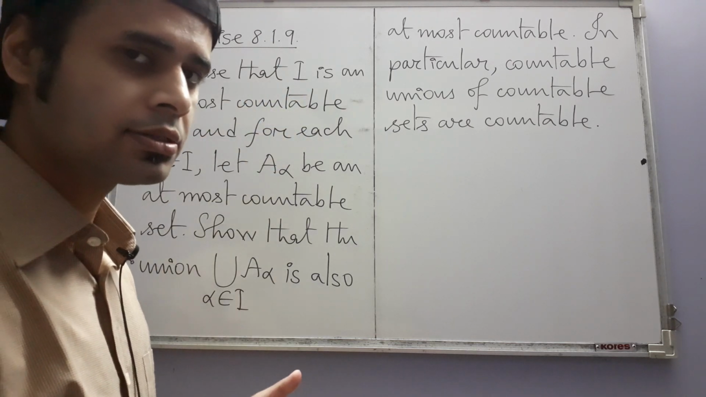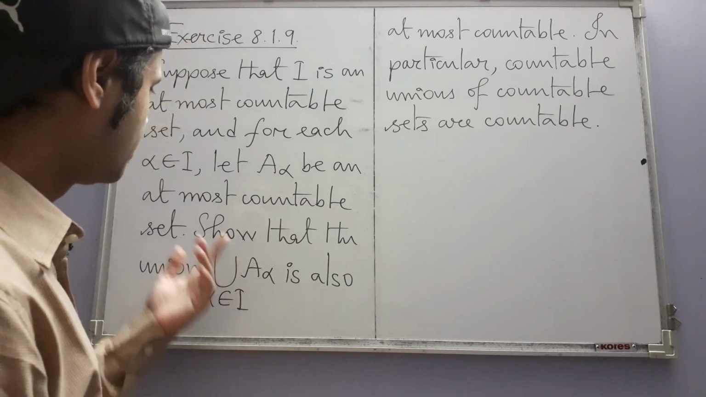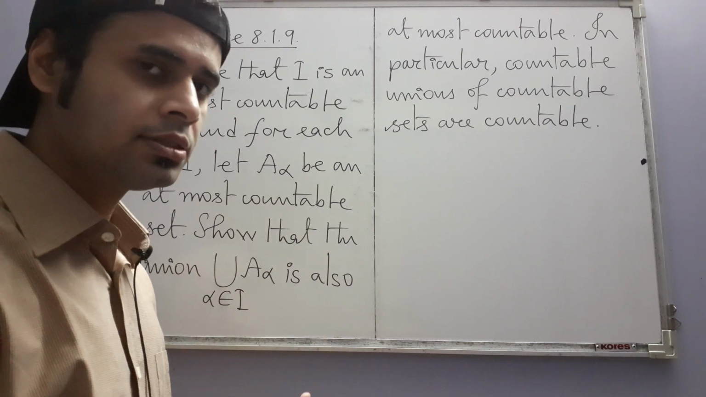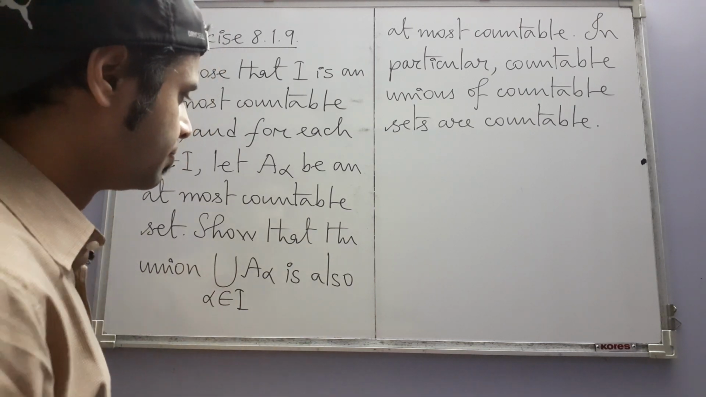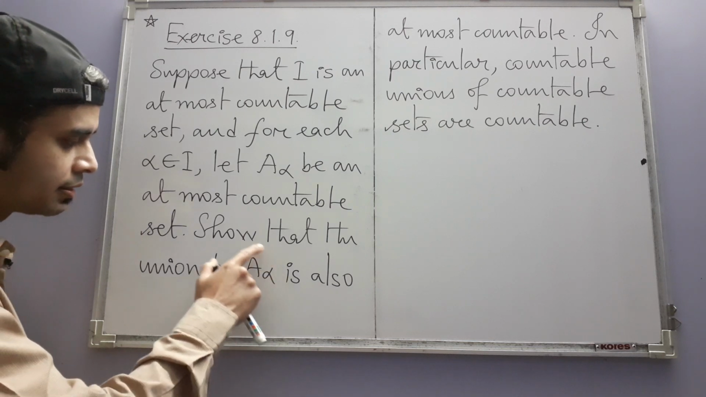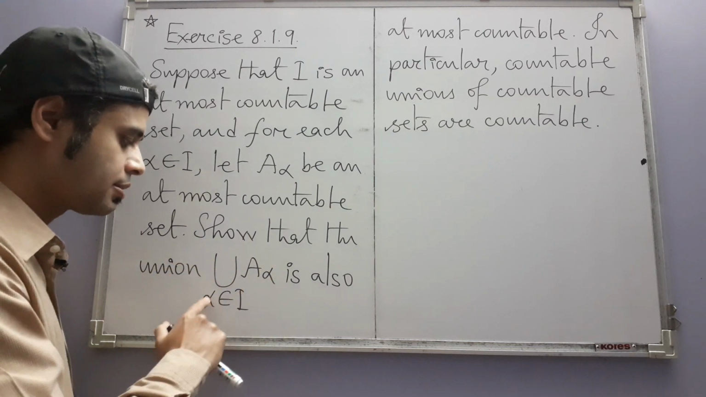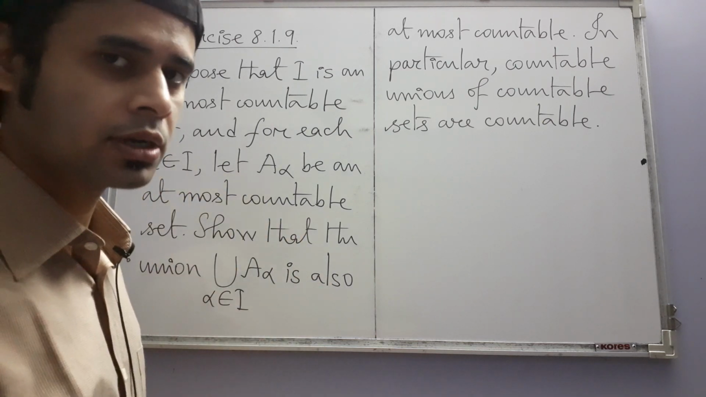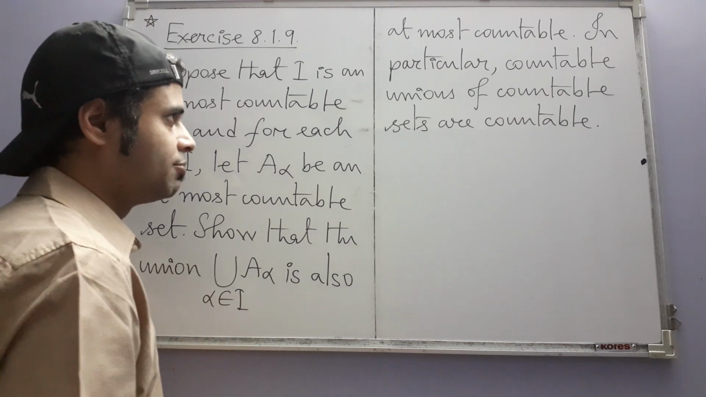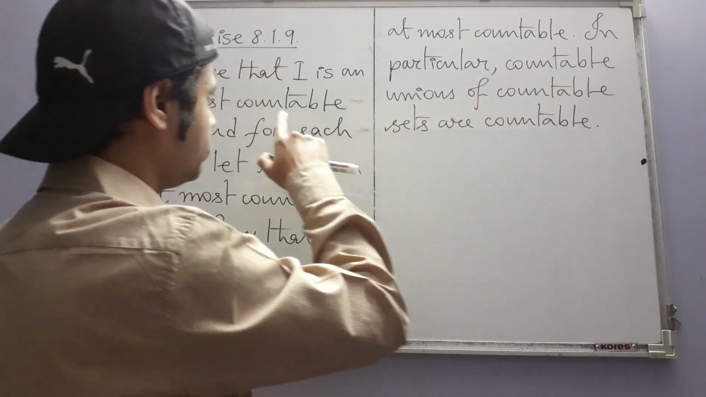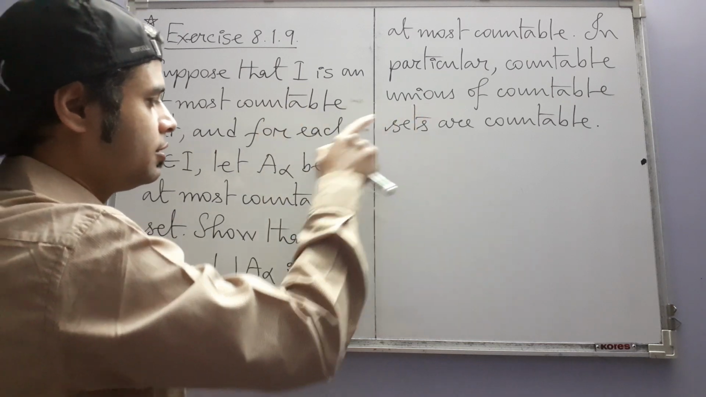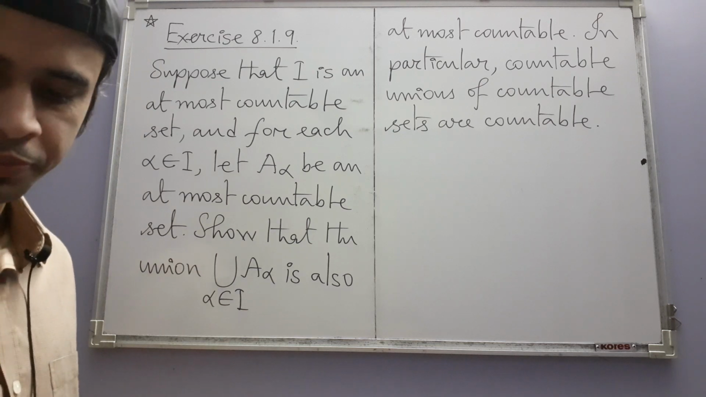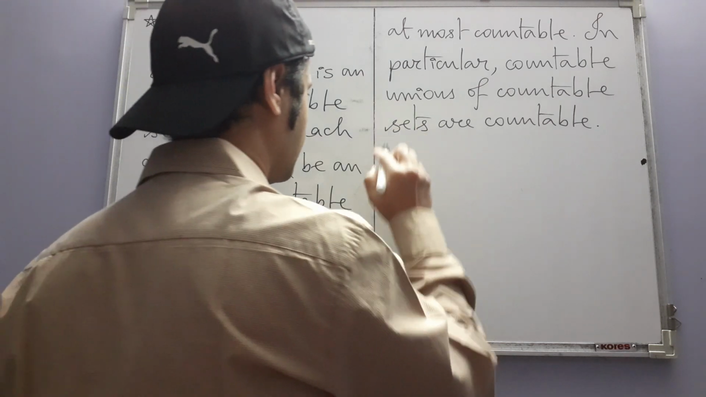That means I is either finite or countable, and for every element alpha in I, this set A alpha itself is either finite or countable. Then we have to prove that if we take the union of all the A alphas as alpha varies over I, then this set is also at most countable. And as a consequence of this, we have to also show that when I is countable and each A alpha is countable, then this union is countable. So let's see how we can have a solution.